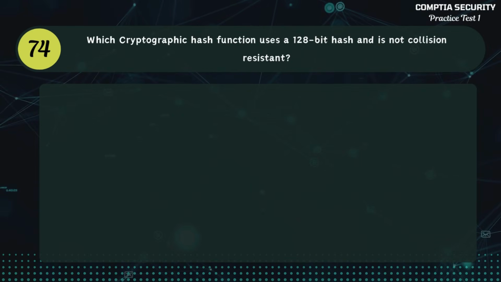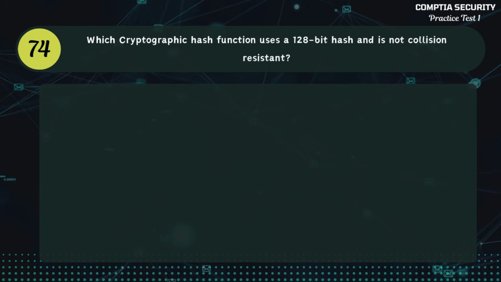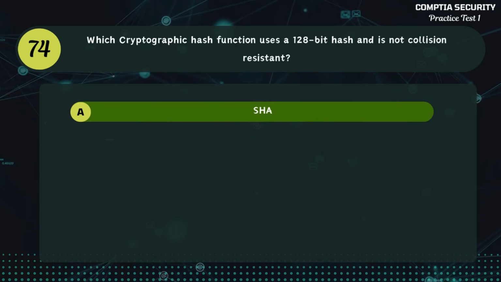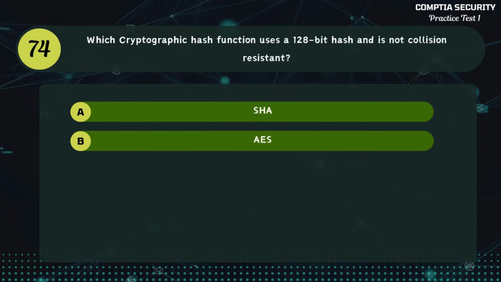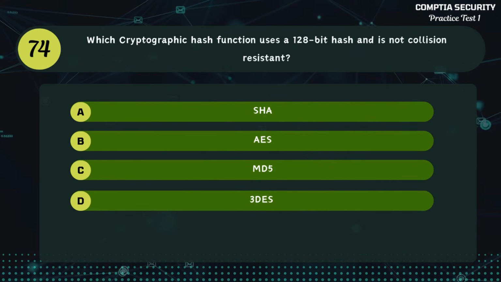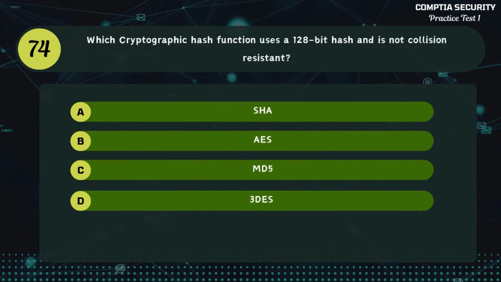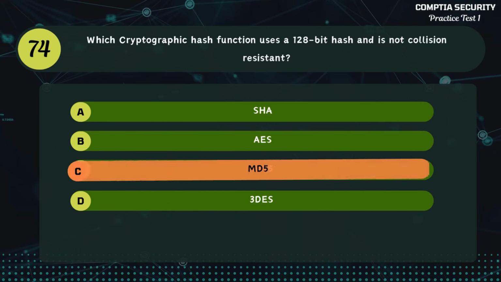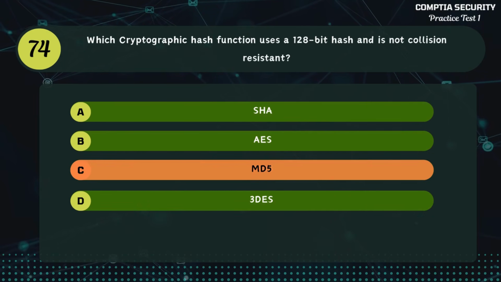Question 74. Which cryptographic hash function uses a 128-bit hash and is not collision resistant? A. SHA. B. AES. C. MD5. D. DES. Correct answer C. MD5.